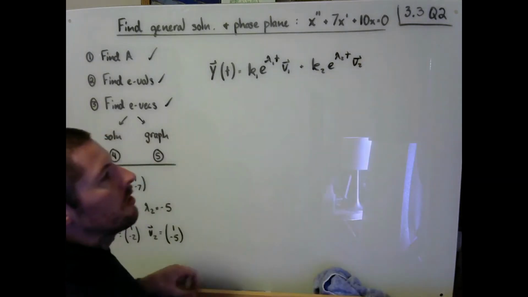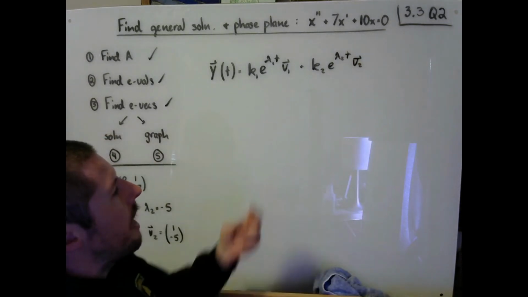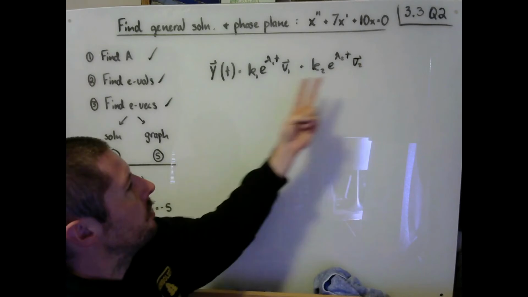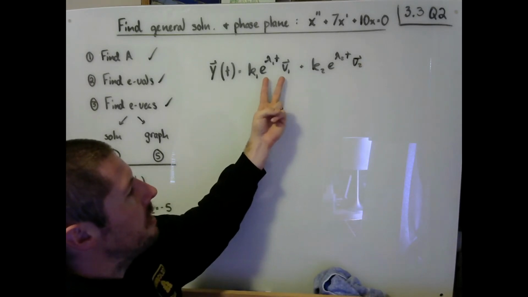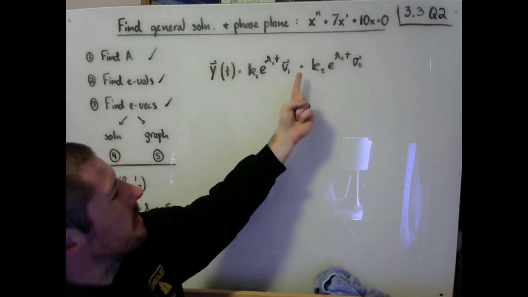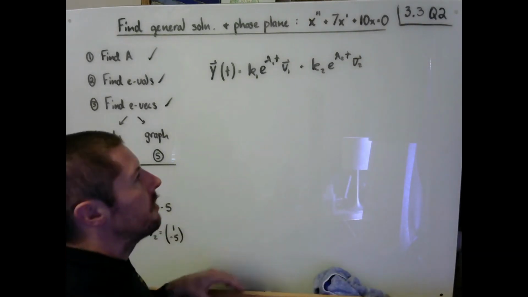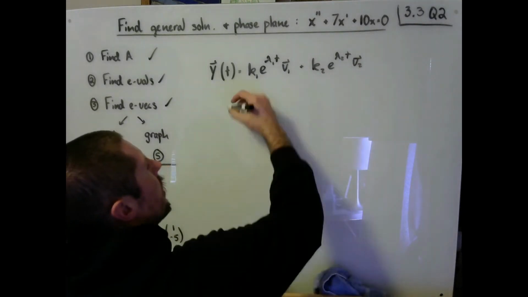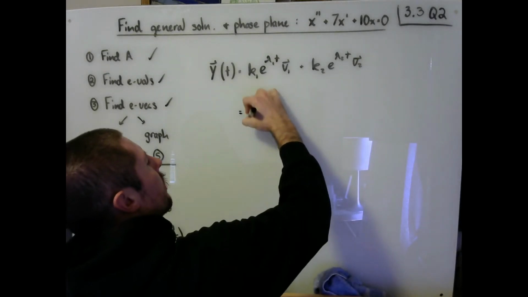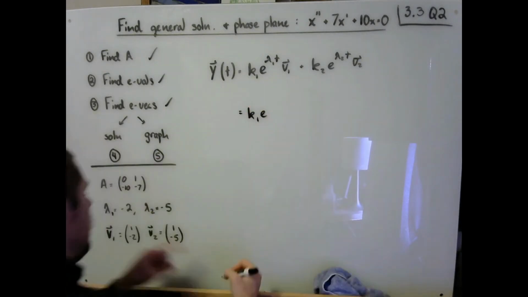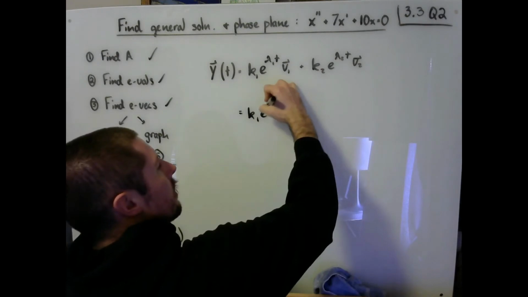Another thing that you should notice real quick is that this is our linear combinations of our two simple solutions right here. Our two small solutions are the eigenvector parts. By finding all sums and differences of constant multiples, we've found all linear combinations of the two solutions that we've found here. In our case, this is going to look like k1 e to the negative 2t.